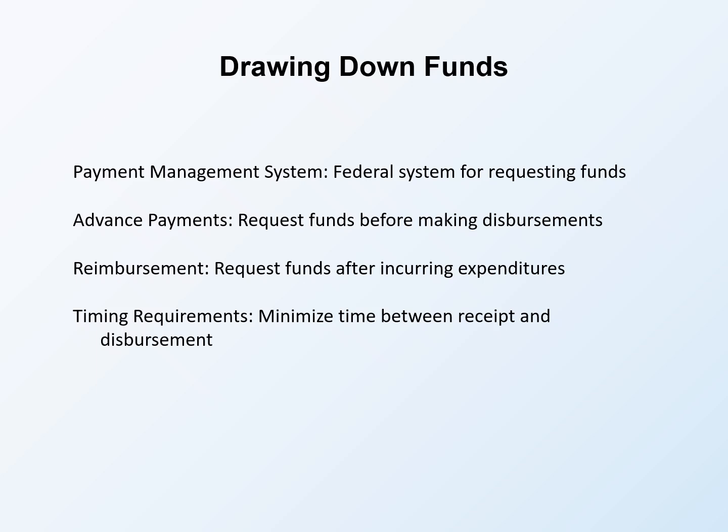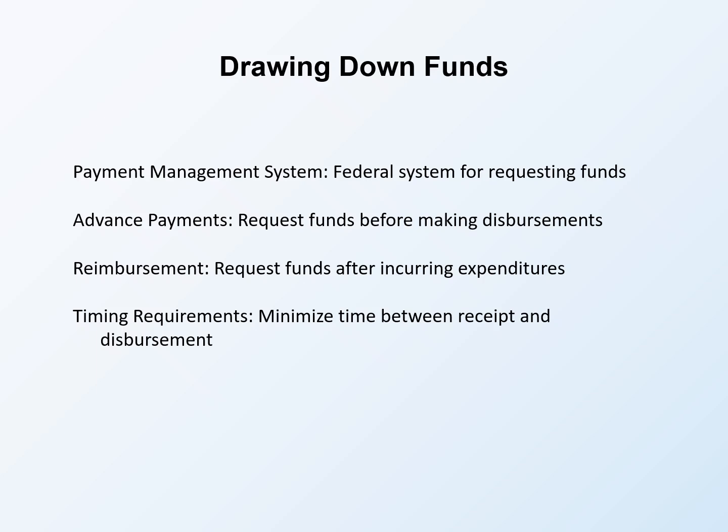Reimbursement requests funds after incurring expenditures. You spend organizational funds first, then request reimbursement from the federal agency. Reimbursement is safer from a compliance perspective since you never hold excess federal cash, but it requires organizational cash flow to cover costs until reimbursement arrives.